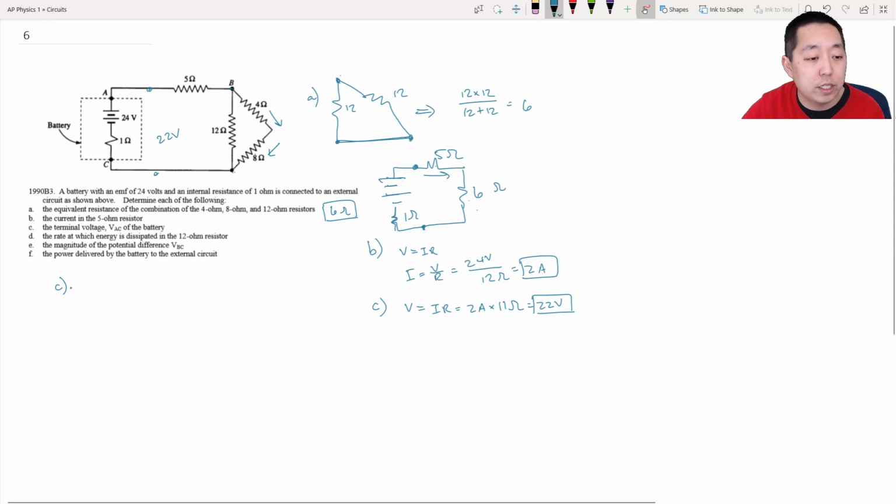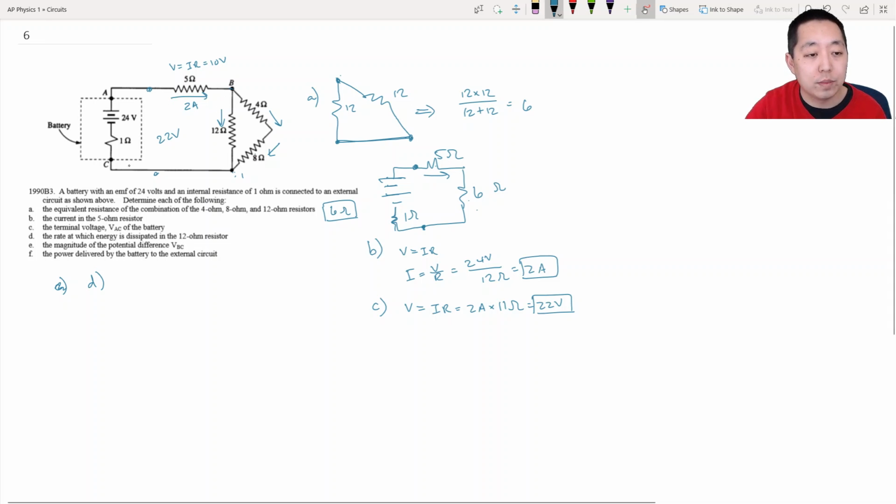The rate at which energy is dissipated in the 12 ohm resistor. Oh, okay. So the rate at which energy is dissipated is just power. That's just a fancy way of saying power. Power is the rate of energy change. So I want to know how much power is flowing into here. Well, I know this is 22 volts. If I knew the voltage across here, that would be useful. I do know that 2 amps is flowing here. So I know by V equals IR, 10 volts, 5 ohms times 2 amps. This is a 10 volt drop.